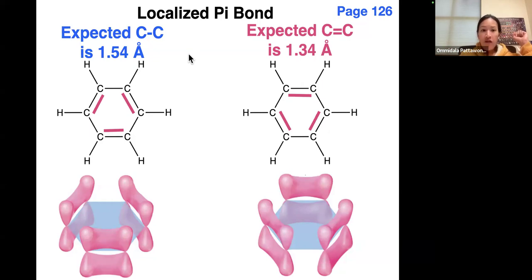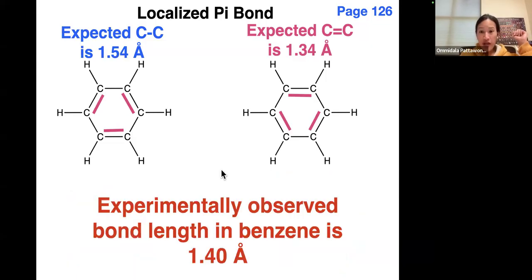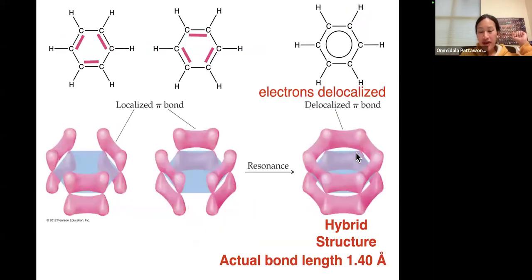Okay, so instead of having a specific bond length as a single bond or double bond, it's actually going to be an average of the bond lengths between those two, because the electrons are circulated around. Okay, and the bond length comes out to be between a single bond and a double bond. So this is what the actual molecule looks like.